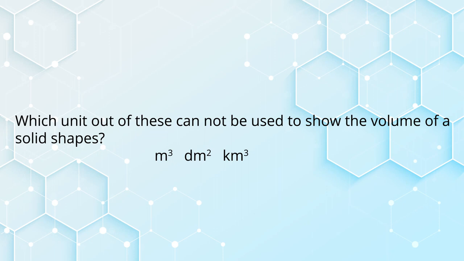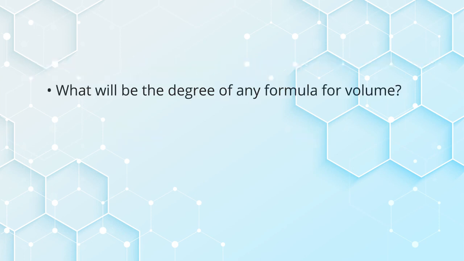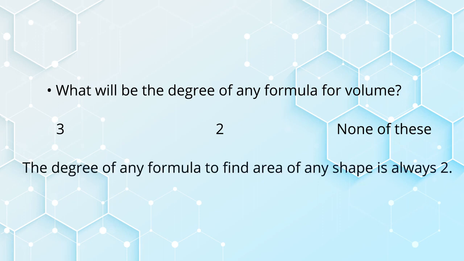You know very well. Why is it so? Volume of a solid object with straight vertical walls is equal to the area of the base multiplied by its height. True or false? Yes, true. What will be the degree of any formula for volume? 3, 2 or none of these? The degree of any formula to find area of any shape is always 2. True or false? True.